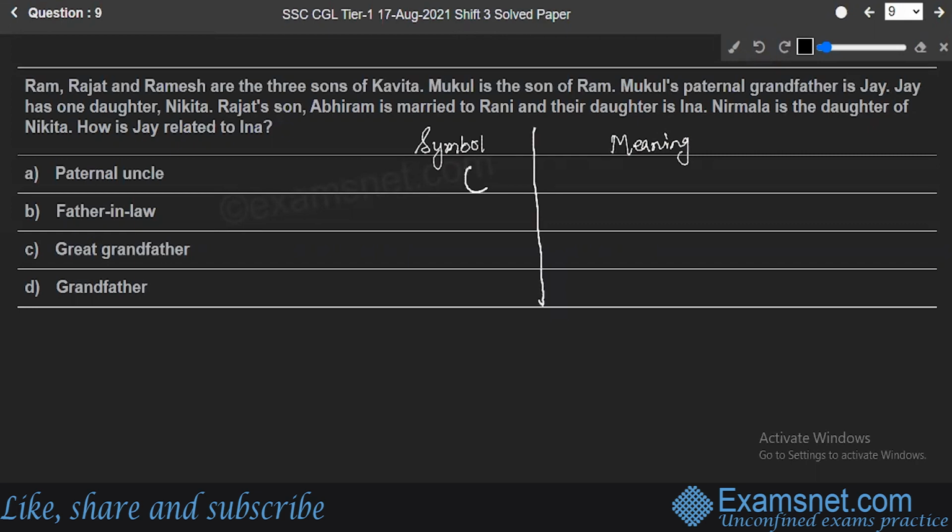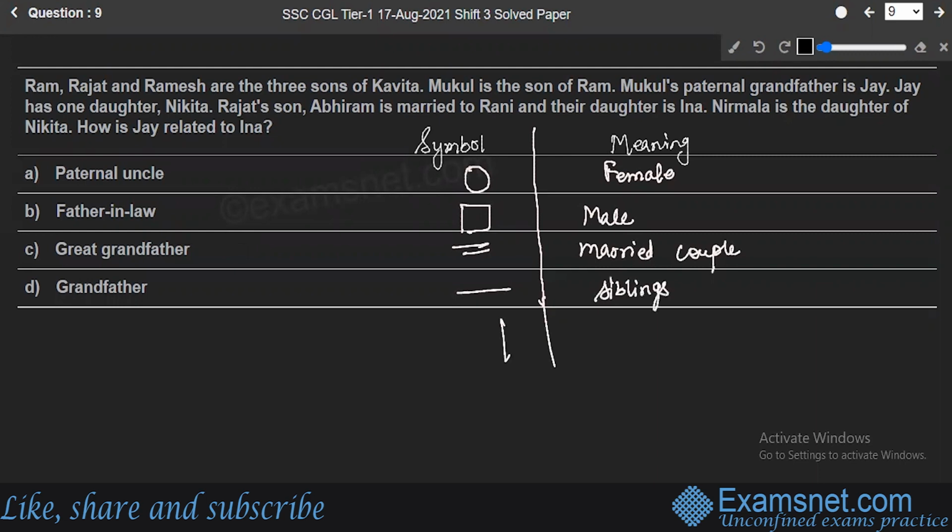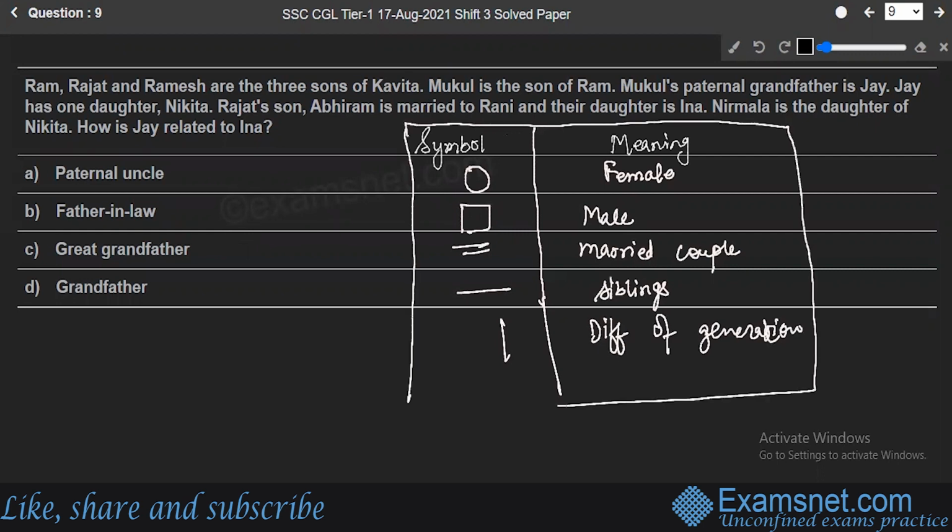Okay, so I'll be using a circle for a female, a square for a male, double lines for the married couple, a single line for siblings, and a vertical line which shows difference of generation. Okay, I hope you're clear, right? Whenever you're going to have a relationship question in your exam, do refer to such a table. Correct. Now, let's pick up the first one.